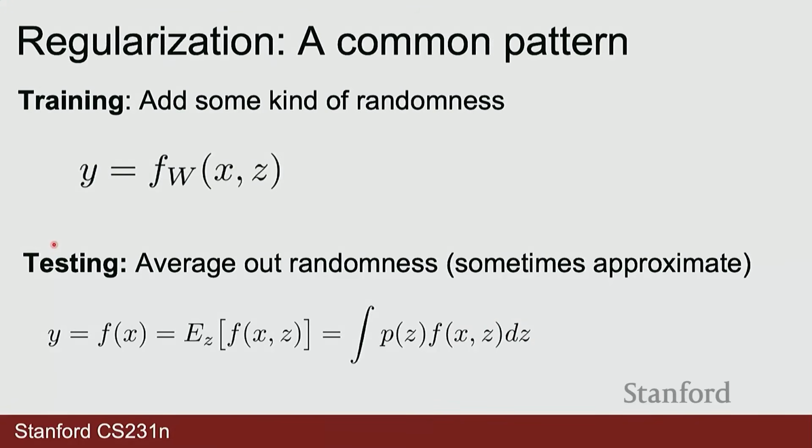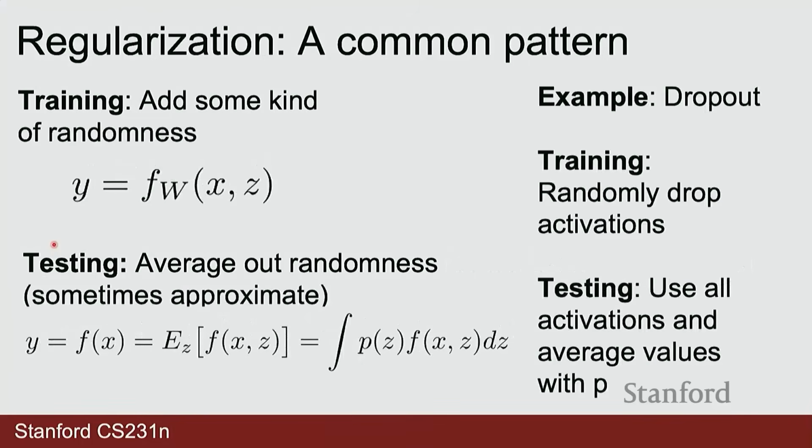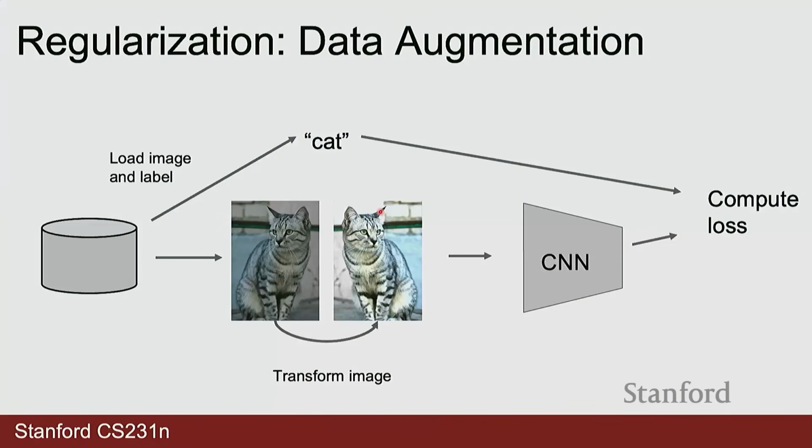We talked about it before, but this is a common pattern with regularization: during training time you add some kind of randomness, and then at testing time you average out the randomness. Sometimes this is approximate, but for example, for Dropout, we saw that during training time we randomly drop, say, 50% of the activations, and then at testing time we use all the activations, but we need to scale it down by this probability of dropout p. So this is a really common pattern, and it's also used for data augmentation.